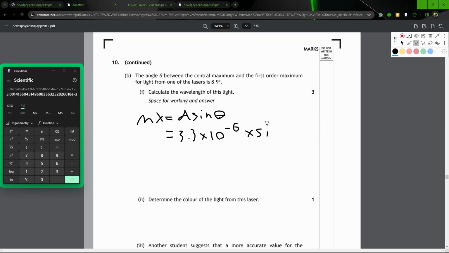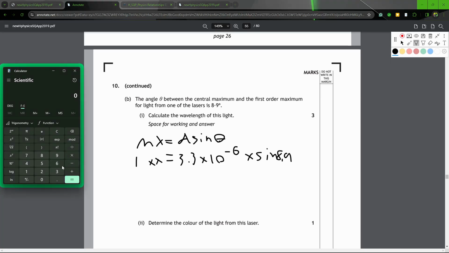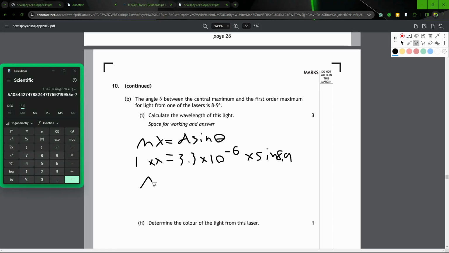Times sine 8.9, the angle between the central maximum and first order maximum, so that would just be 1. So now we can just run this through: 3.3 times 10 to the negative 6 multiplied by 8.9 sine equals, wavelength must then equal 5.1. I'll round it to 5.11 times 10 to the negative 7 meters.